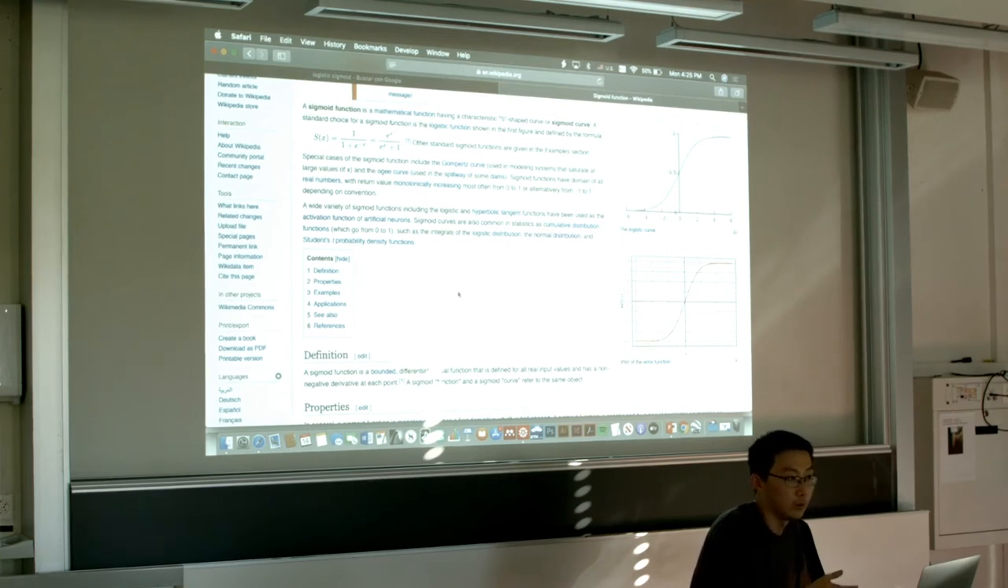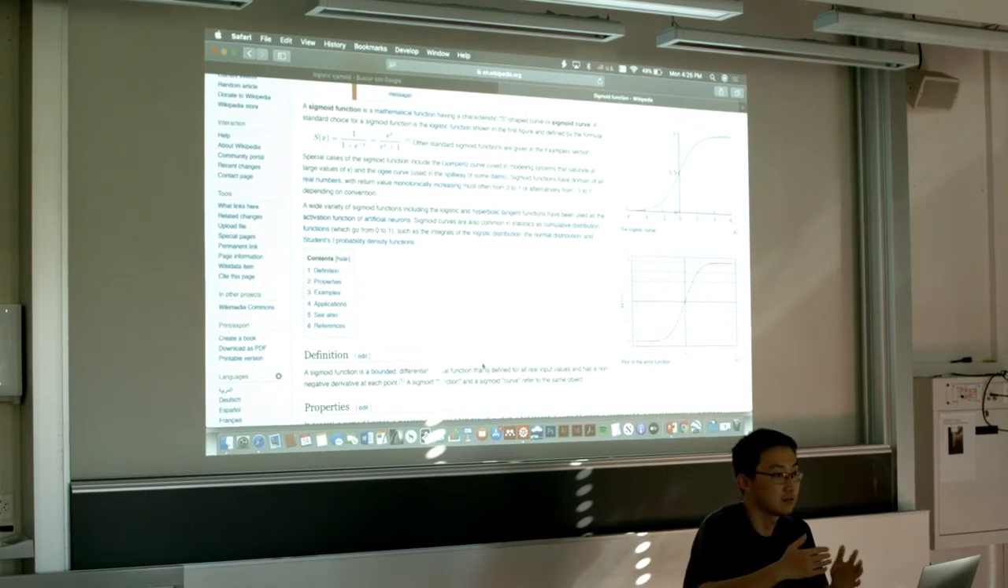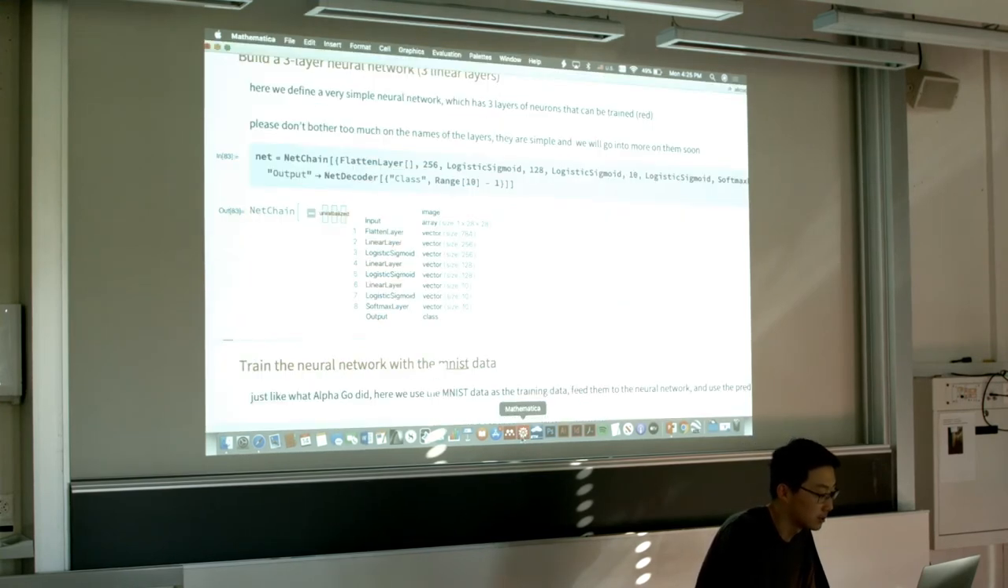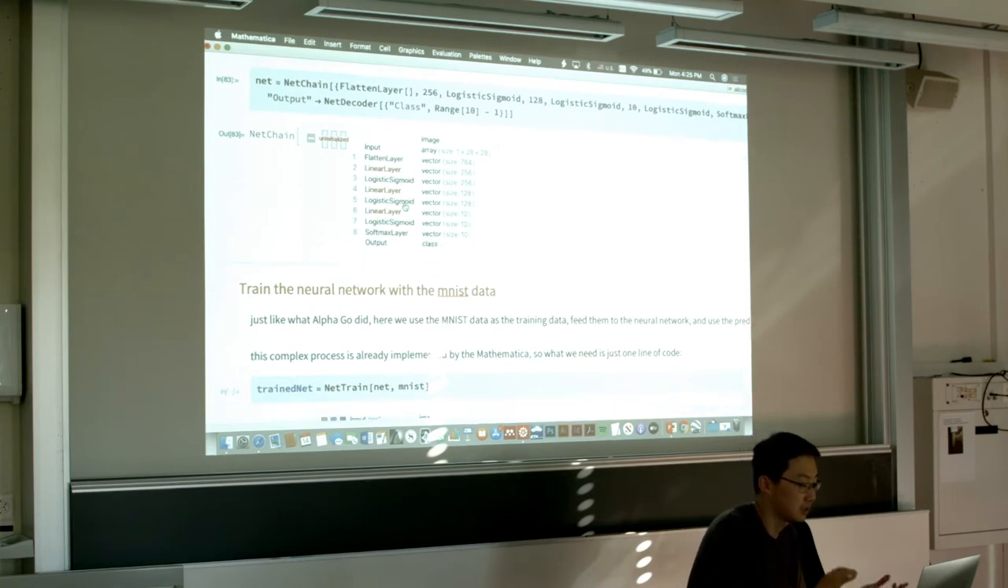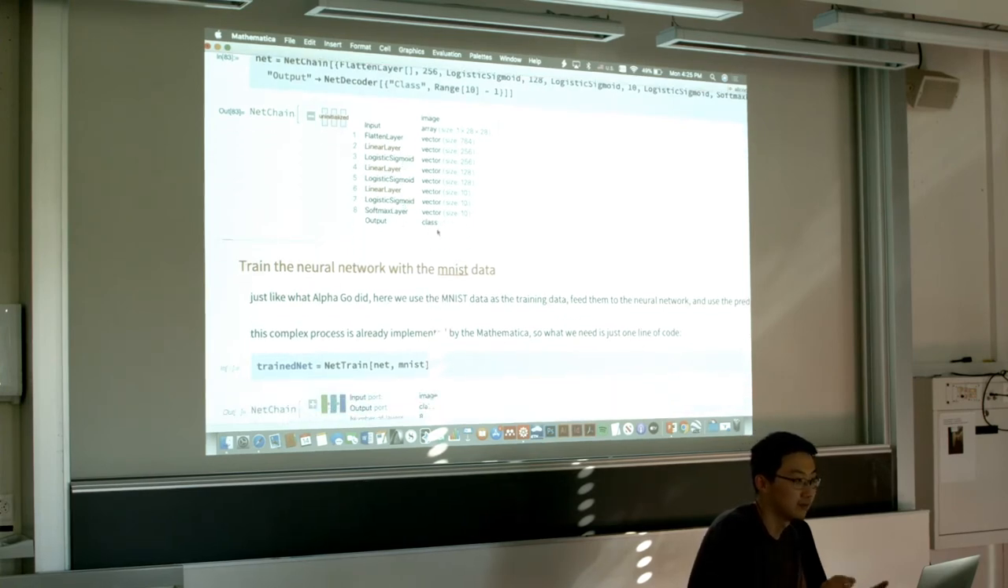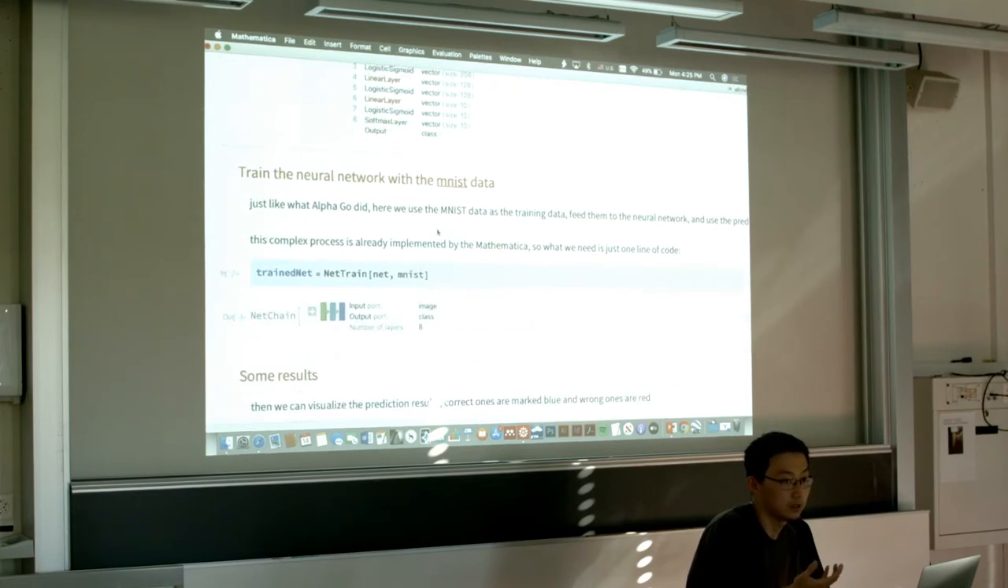And then we interpret this 0 and 1 as a probability, so that if the output is close to 1, it is very likely that this image belongs to this class, and if it is close to 0, then it's very unlikely. This is how we interpret the result. Basically I have three layers and three logistic functions as the activation function, as I explained before, and then I get an output of 10 numbers, and I estimate which digit is represented in this picture based on these 10 numbers.